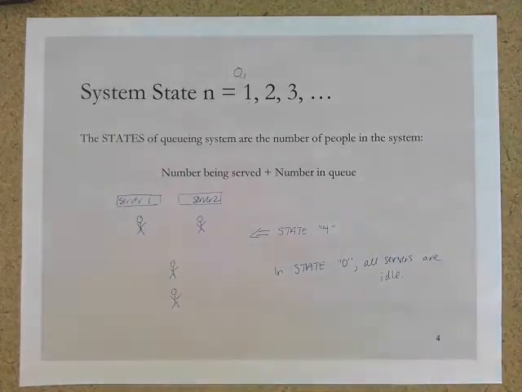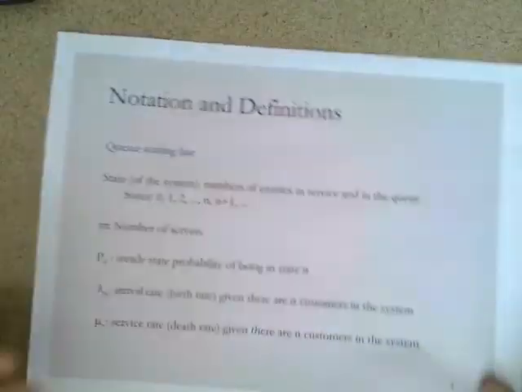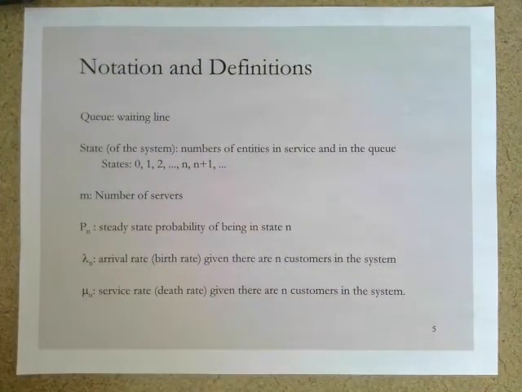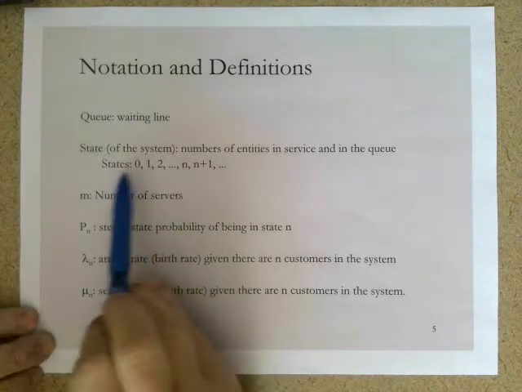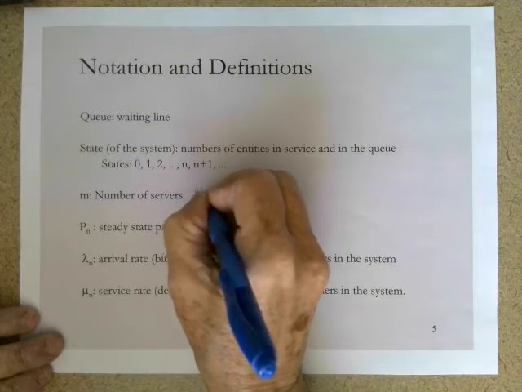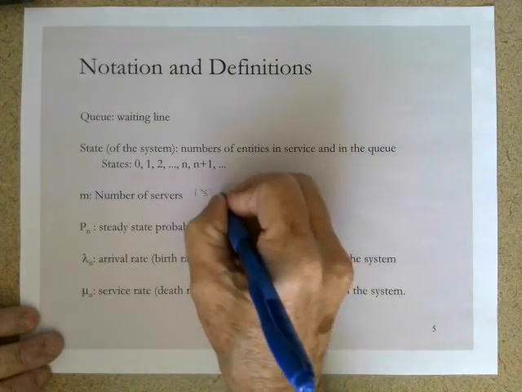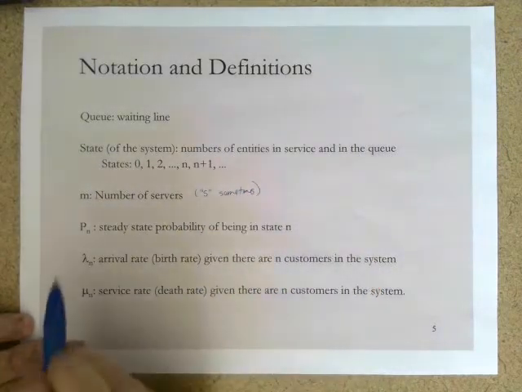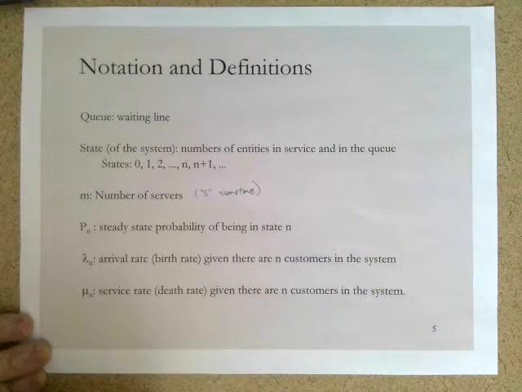Here's the notation that the textbook uses, and I'm going to show you some alternative notation too, because I think that's sometimes helpful. So again, a queue is a waiting line. The system states could be finite or they can go on forever. M is going to be the number of servers. As I said, sometimes we see that as S. And then P sub n, that's going to be the steady state.